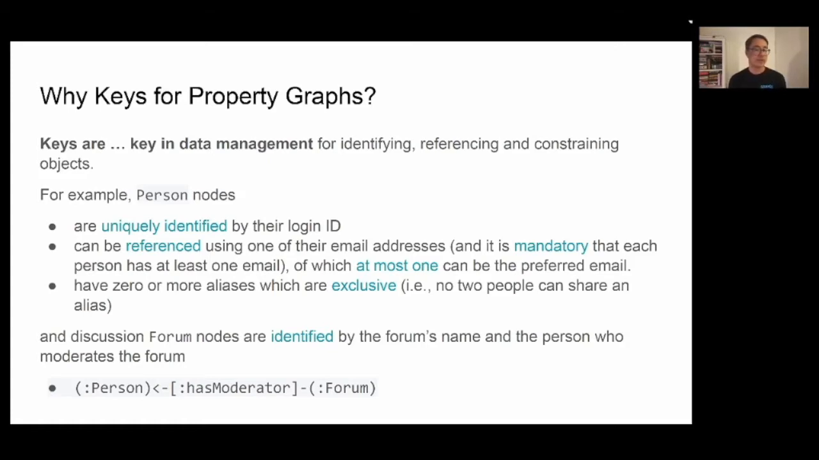Furthermore, in our example, we could have that, say, discussion forum nodes are identified by the forum's name and the person who moderates the forum. So using some graph ASCII art here, we could have in the structure of a node labeled person with an incoming edge labeled has moderator from forum. This forum is identified by its name and this person, this moderator.